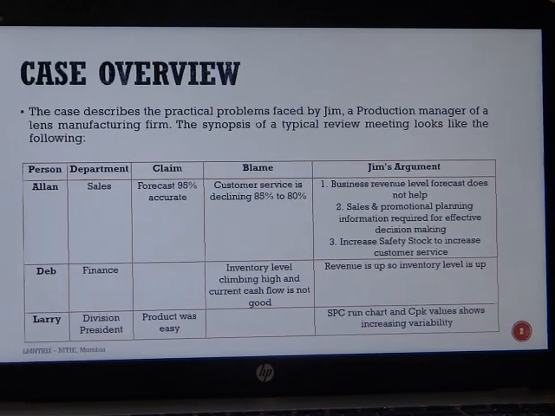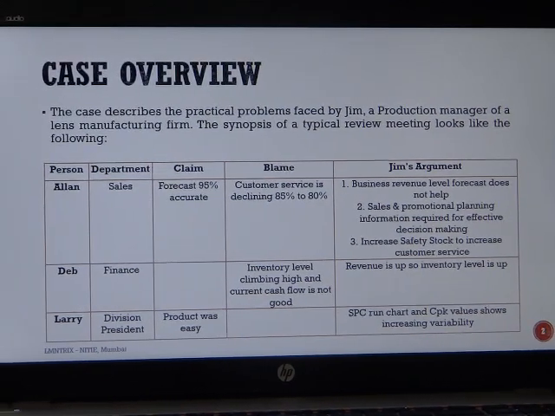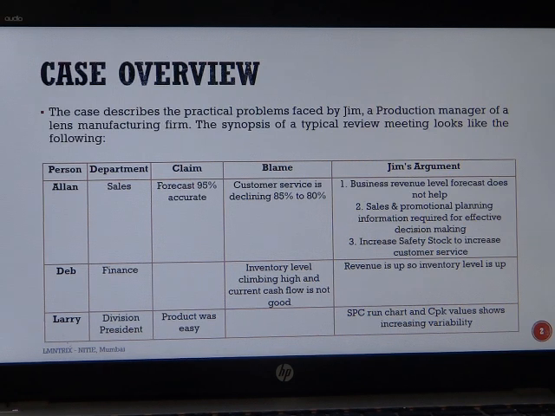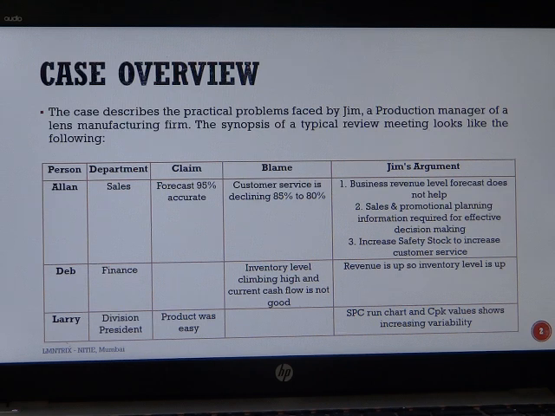Jim. First of all, Alan from the sales department says the forecast is 95% accurate. He blames customer service, which has declined from 85% to 80% this year. Jim argues that the business revenue model forecast does not help sales promotional planning information required for effective decision making, and there is increased safety stock due to the increased customer service. Deb from the finance department blames the inventory level climbing high, and because of that the current cash flow is not good. And Jim argues that the revenue is up, so the inventory level is up.